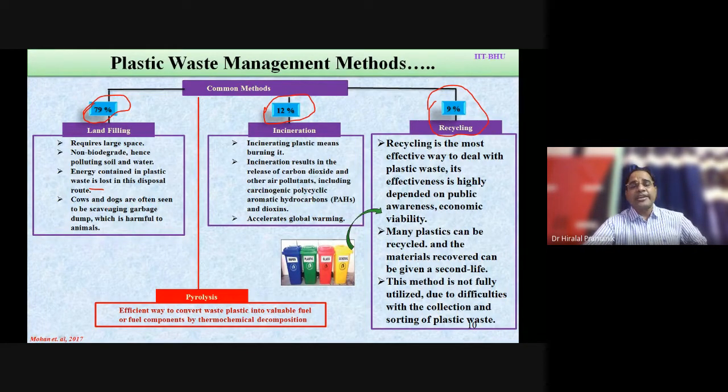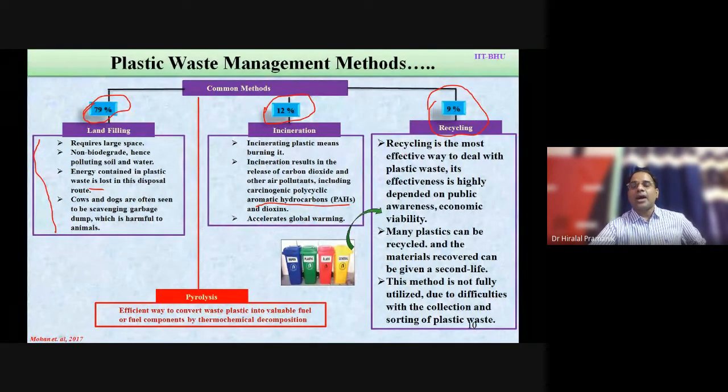So we have to be very careful and reduce landfilling because of these demerits, the negative impact on the environment as well as human and animal health. 12% is incineration. Incineration is nothing but combustion of plastic, and a lot of combustion means emissions of pollutants, along with aromatic polycyclic aromatic hydrocarbons, which accelerate global warming, right?